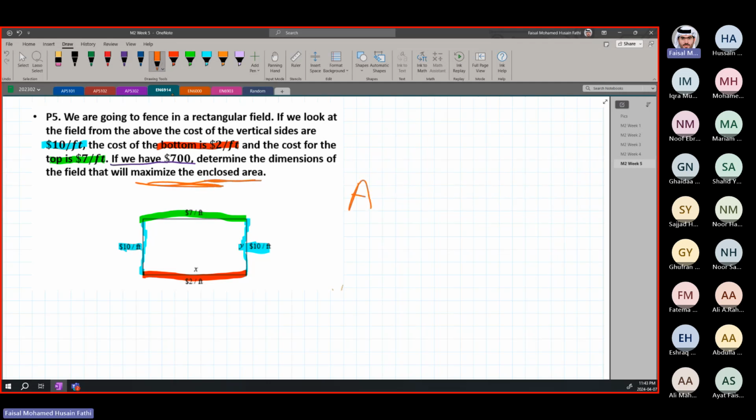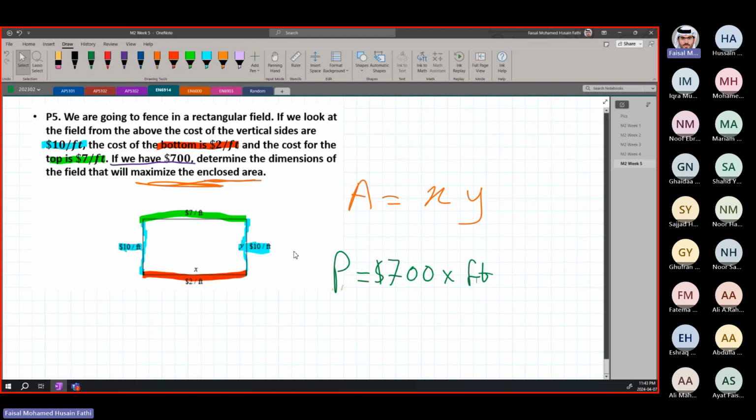فنعرف ان الاريا is the maximum which is x times y لأن it's a rectangular field. زين، لأنه معطينا هذا x وهذا y. بس شنو we are going to look at this now الماكسيمم كوست ماله. احنا كيف بنطلع الماكسيمم كوست؟ when we are going to add the parameters up لا when we find the parameter, so the parameter is equal to $700 total times الفيت يعني. زين، فهو على حسب البارامتر اللي بيكون عندنا اياه.